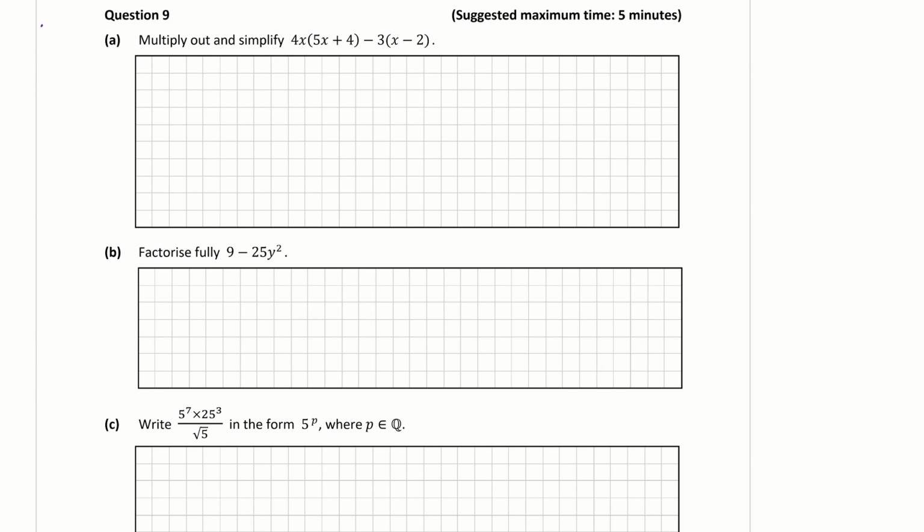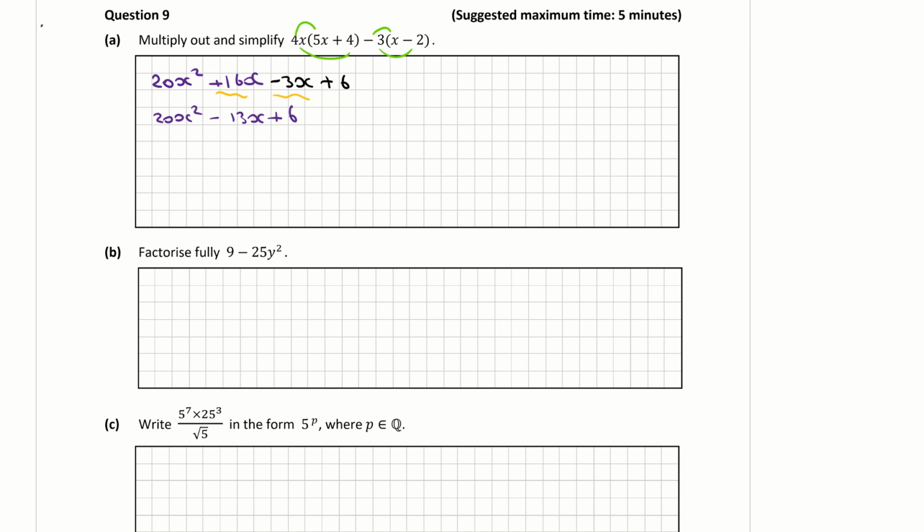Question 9, multiply out and simplify. So draw your arrows into the brackets first of all. 4x by 5x gets 20x squared. 4x by 4, 16x. Minus 3 by x, minus 3x. Minus 3 by minus 2 gives me minus by minus gets me plus. Grouping like terms, 16x minus 3x is 13x. So 20x squared minus 13x plus 6.